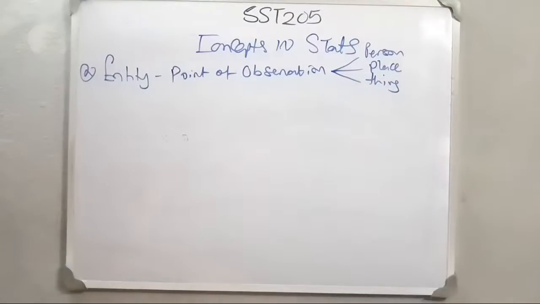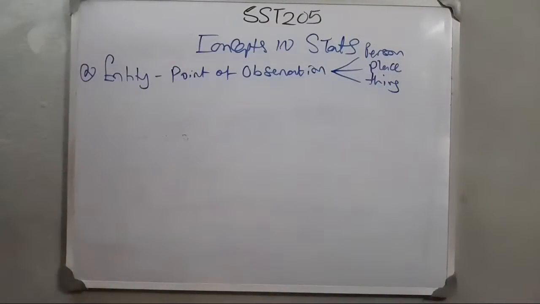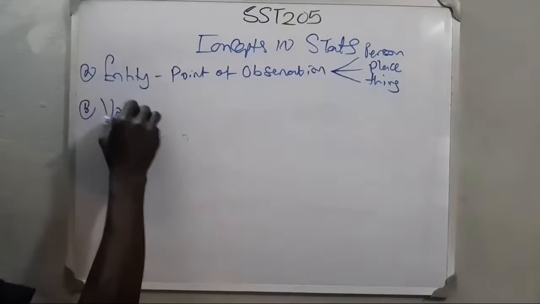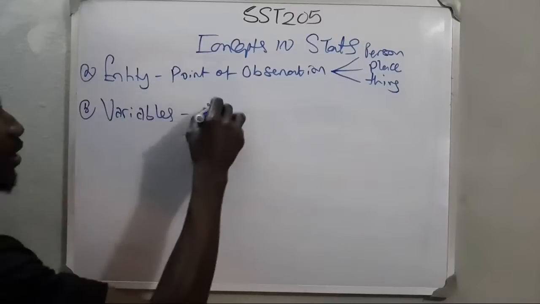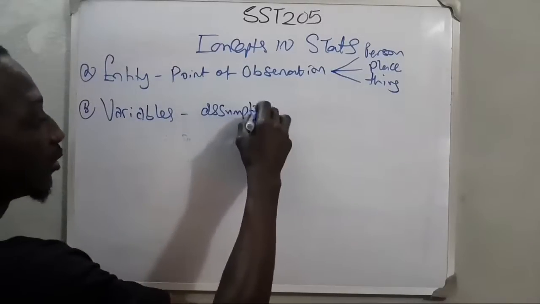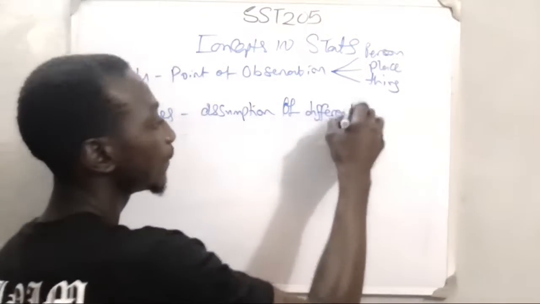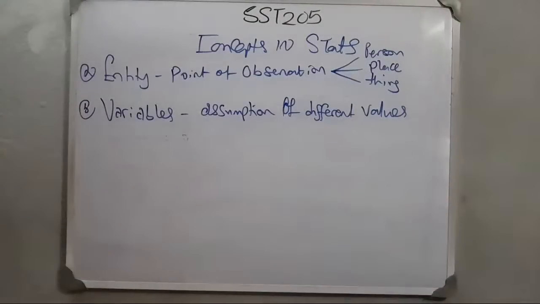Okay, we have variable. Variable is said to be what? Assumptions of different values. Okay, assumptions of different values. So we have that.